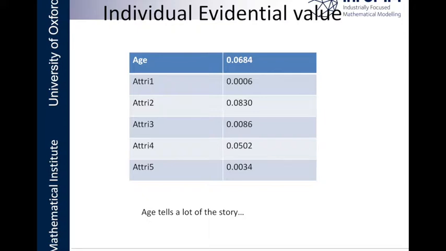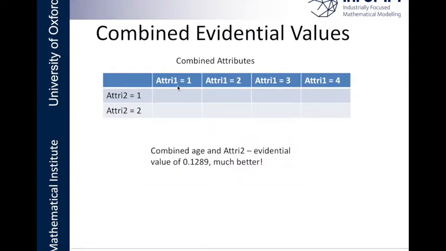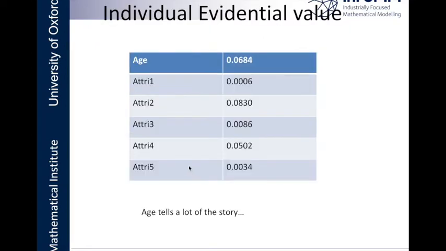Can we do better than this? Well, we can. If we combine attribute 1 and attribute 2, we can make a new attribute which has 8 possible values if attribute 1 has 4 and attribute 2 has 2 possible values. And in our previous example, if we combine age and attribute 2 to make a new attribute, the evidential value of the combined attribute will be 0.1289, which is much higher than either of these. So in real life, we actually want to ask a combined question of age, attribute 3 and attribute 2.